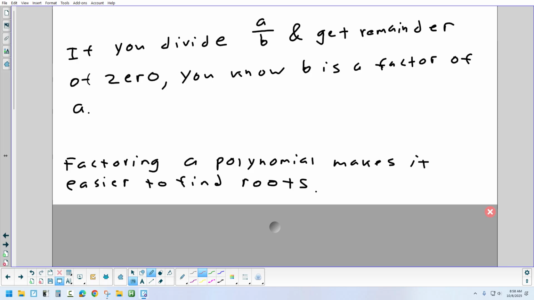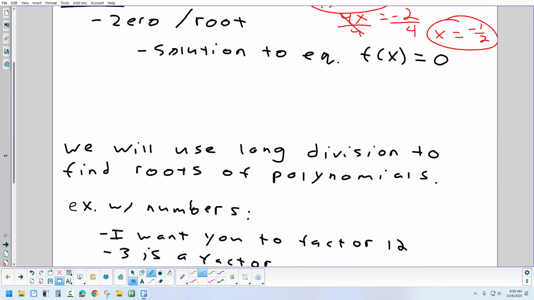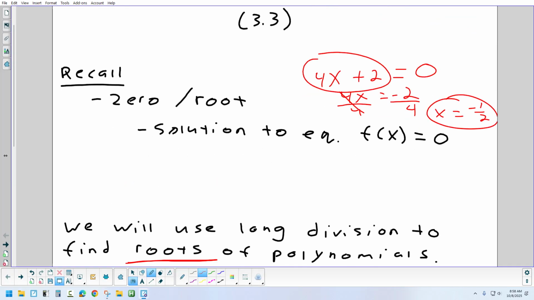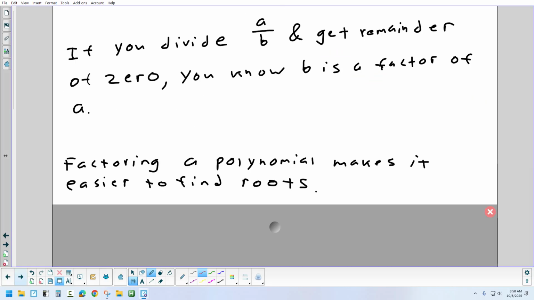Okay, so why would we want to find factors of things? Well, I kind of told you earlier on that we're trying to figure out roots, numbers that you can plug into an equation and get an answer of 0. And factoring is going to help you do that.